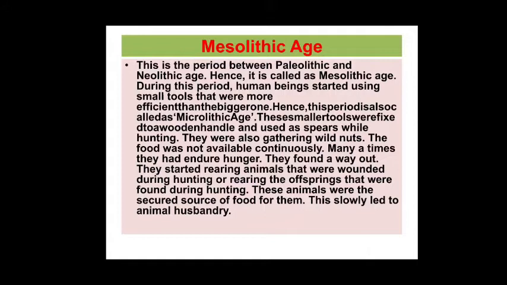During this period, human beings started using small tools that were more efficient than the bigger ones. Hence, this period is also called the Microlithic Age. These smaller tools were fixed to wooden handles and used as spears while hunting. Nowadays axes too are fixed to wooden handles. They were also gathering wild fruits, and hunting wild animals.